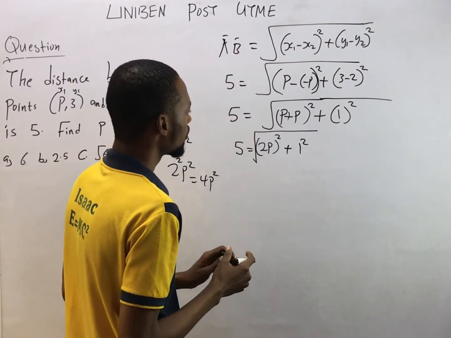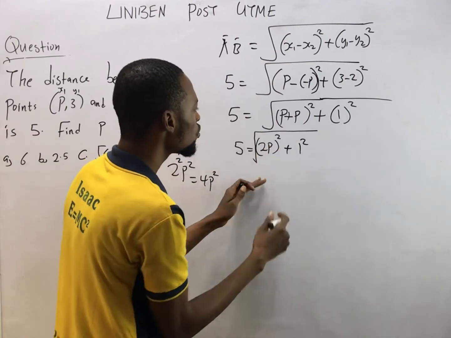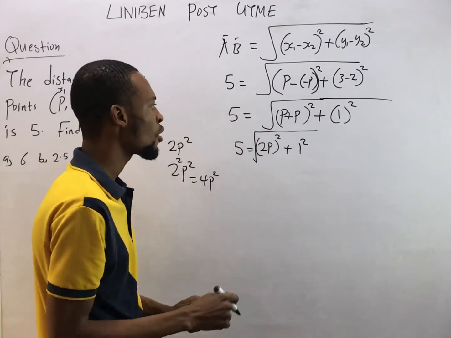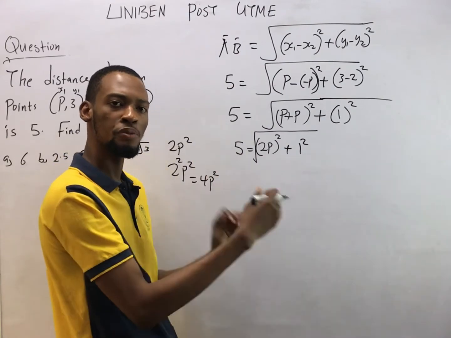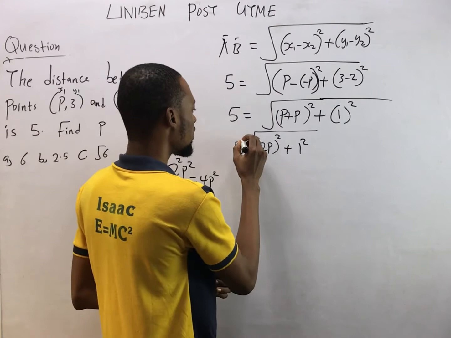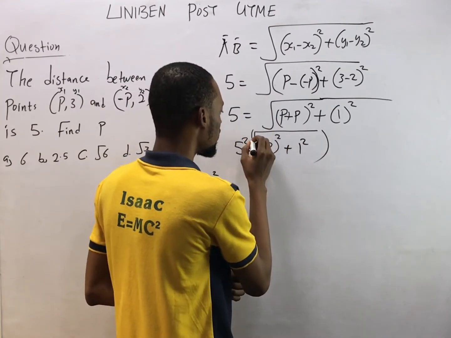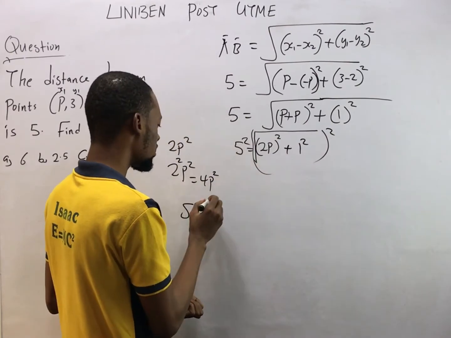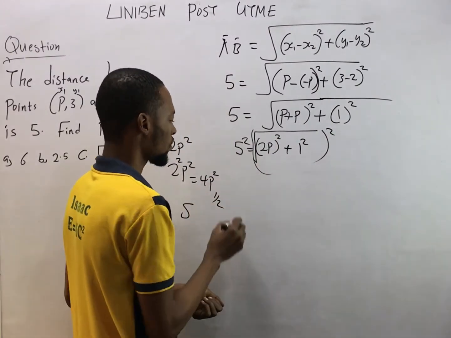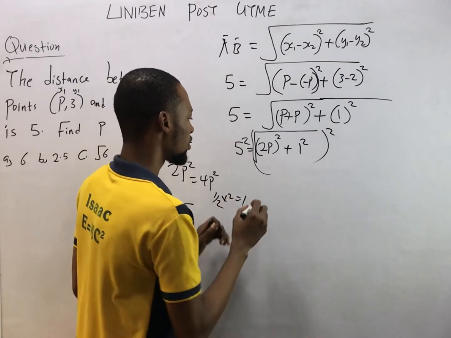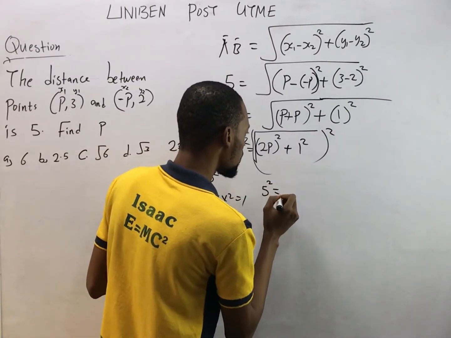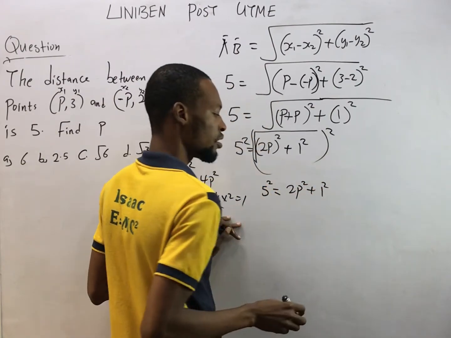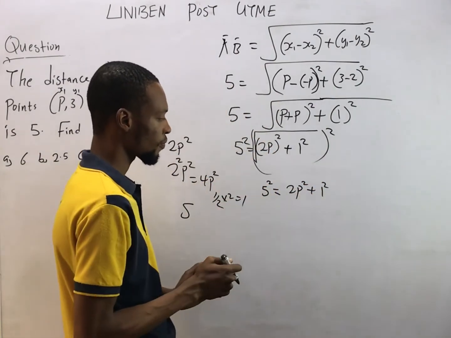Now, to remove a square root, we take the square of both sides. That's how you remove a square root in mathematics, while to remove cube roots, you take the cube of both sides. So if you have a square here and a square here, this square will remove this square root, because a square root is the same as the power of 1 over 2, and 1/2 times 2 gives you 1. So this will be 5 squared equals 2p squared plus 1 squared. So we've removed the square root.